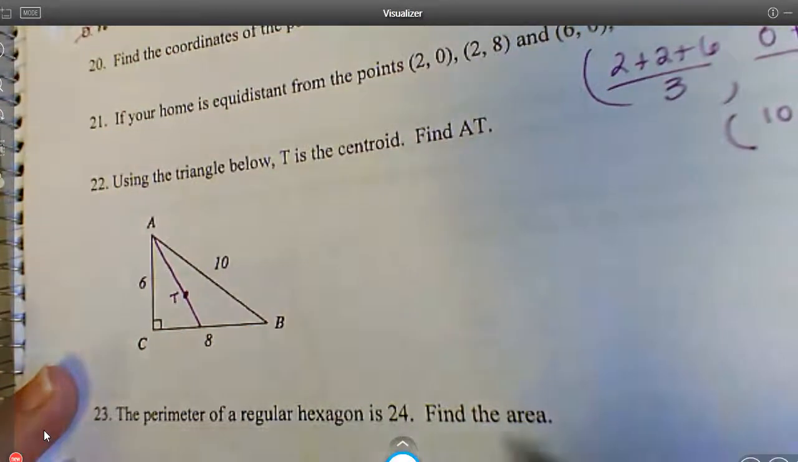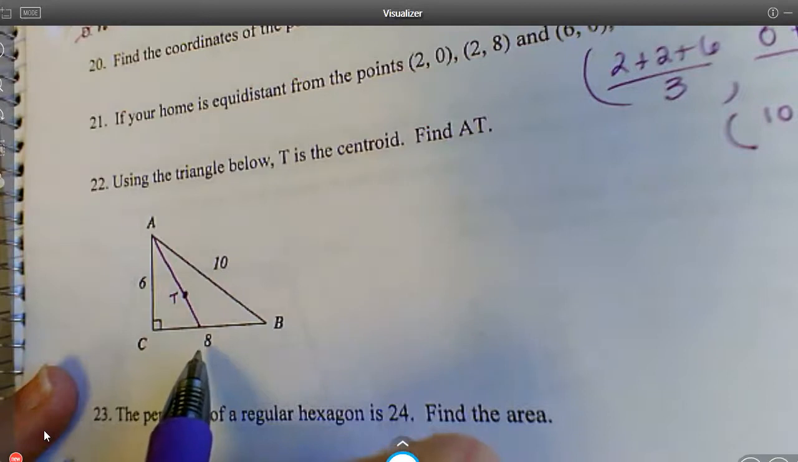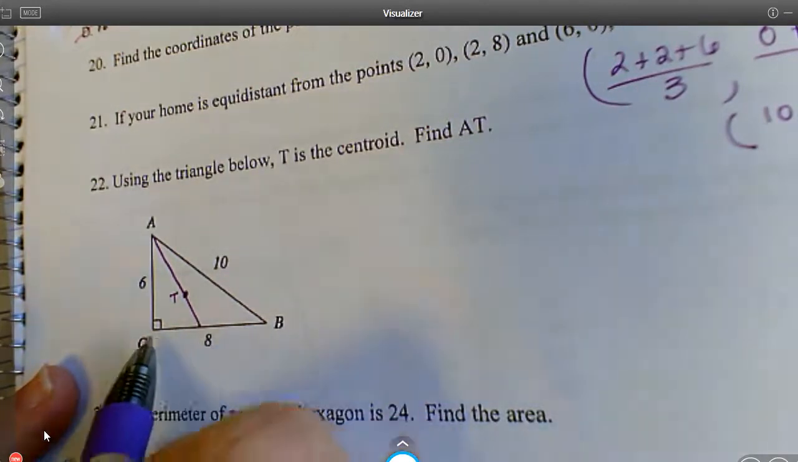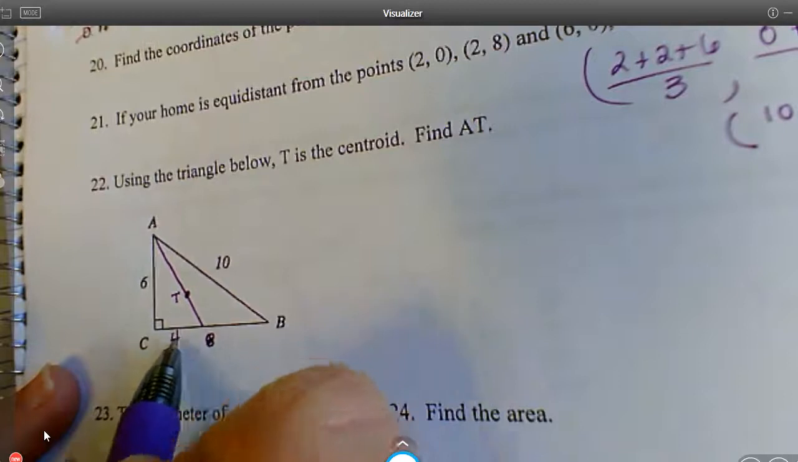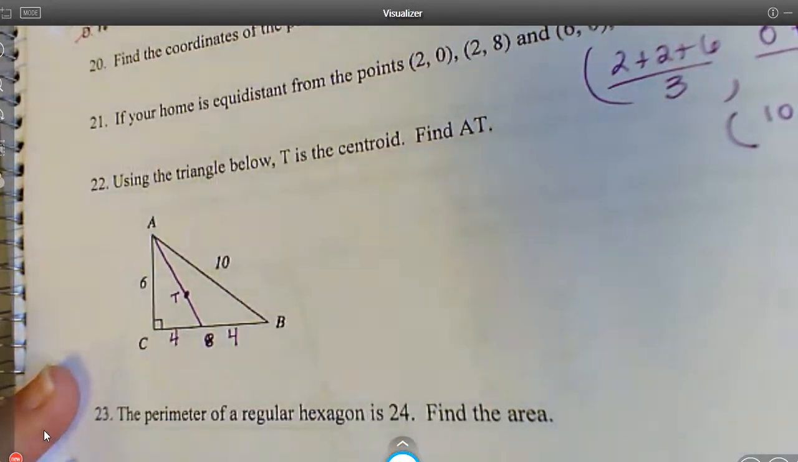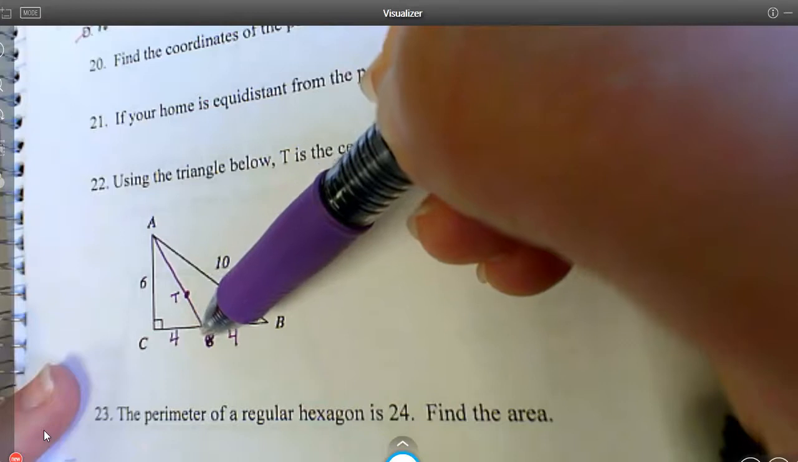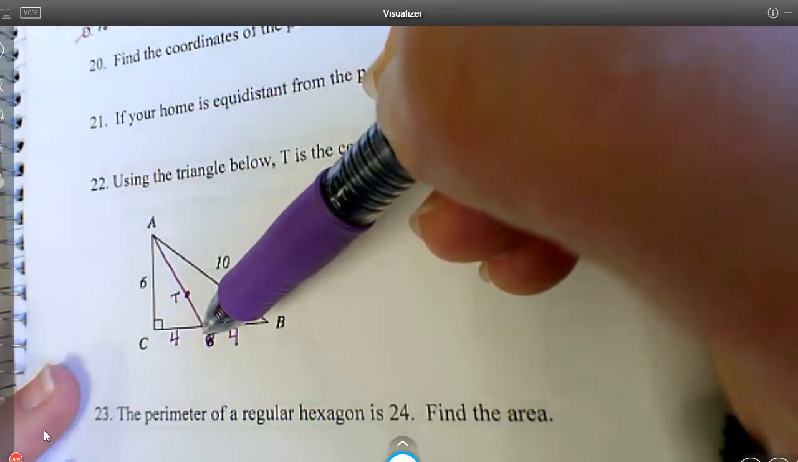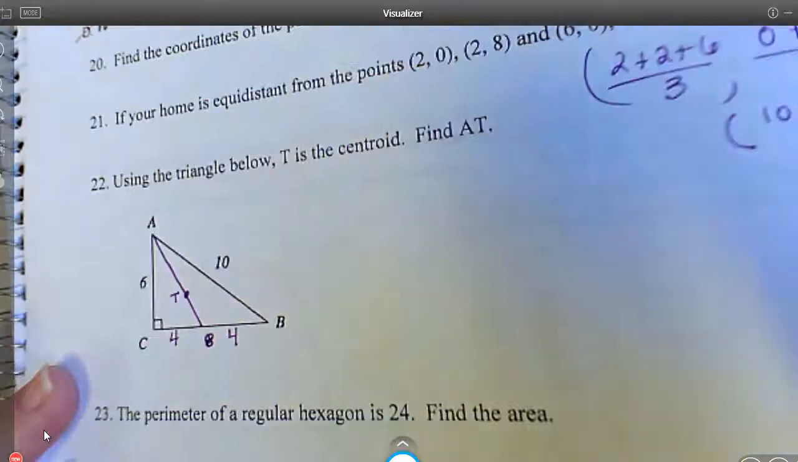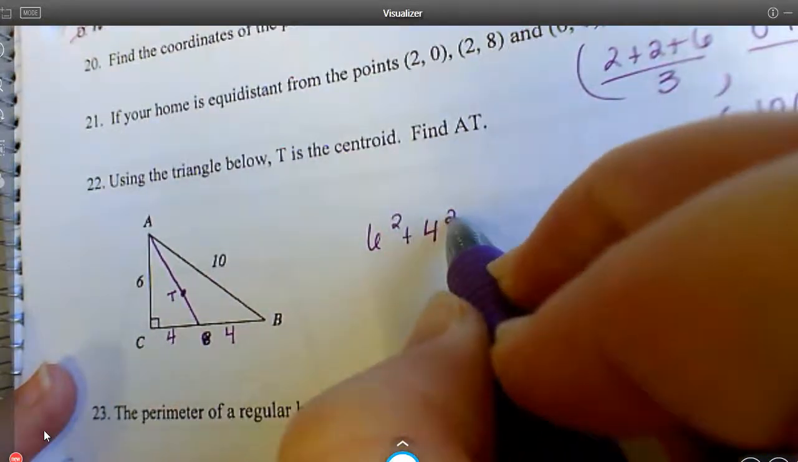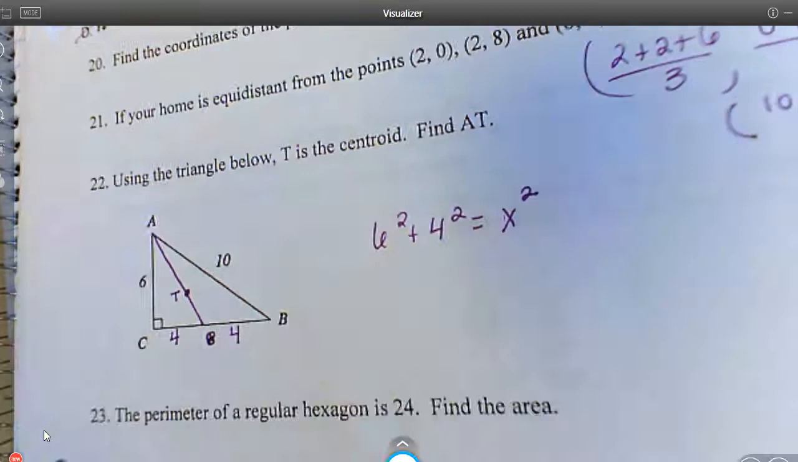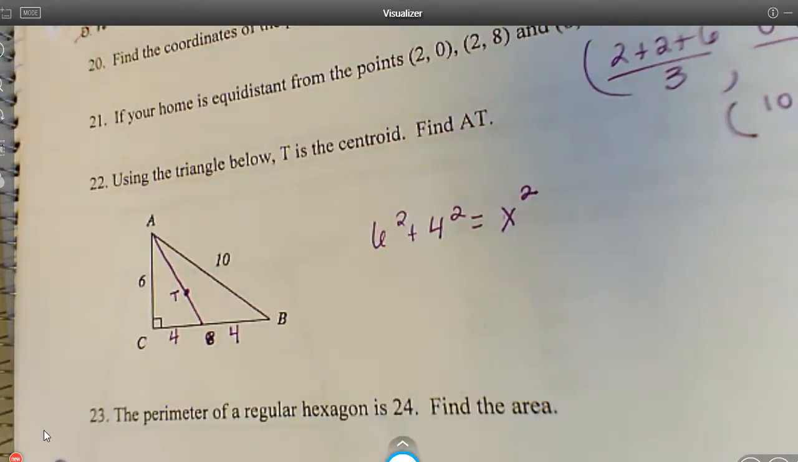Okay? And what we found out about median when we did this last week is that if this is 8, it splits it in half, and this is 4 and 4. So we could figure out what the length of A all the way to that is. We can find that whole side by using Pythagorean Theorem, the 6 and the 4. Okay? So 6 squared plus 4 squared equals x squared. 36 plus 16 is 52, I think.